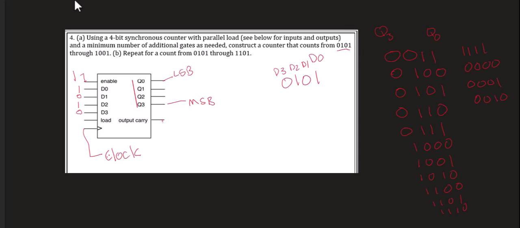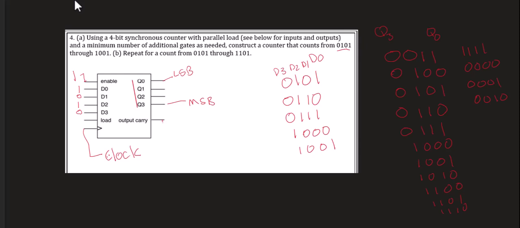So we want it to count starting from that number until it gets to 1001. So we would assume that at some point we tell it to load. We told it to load, but we're not putting anything on that right now. Just say that that happened, and it's going to count. And we want it to count until it gets to 1001, and then we want it to go back to 0101.